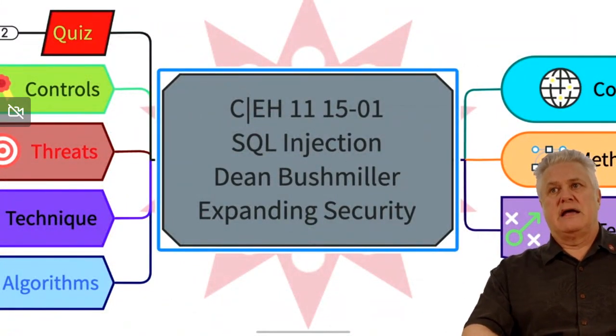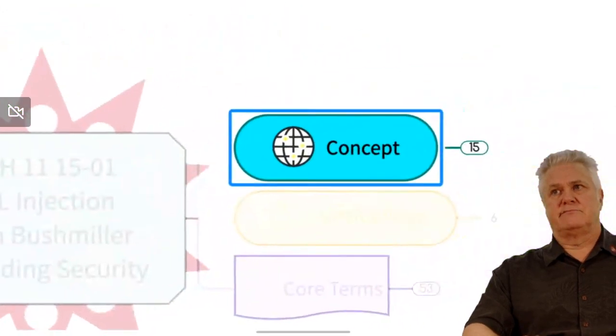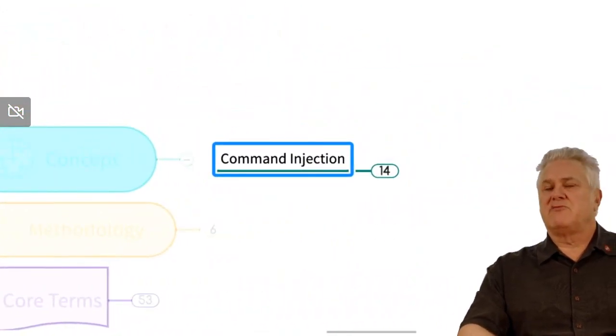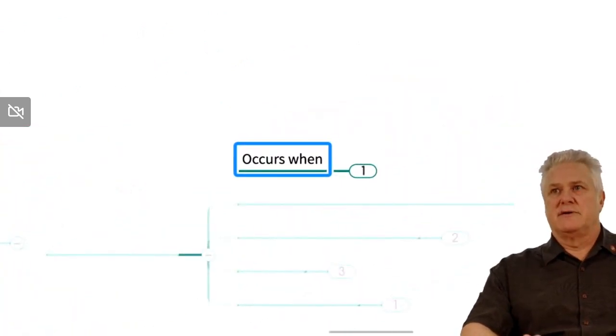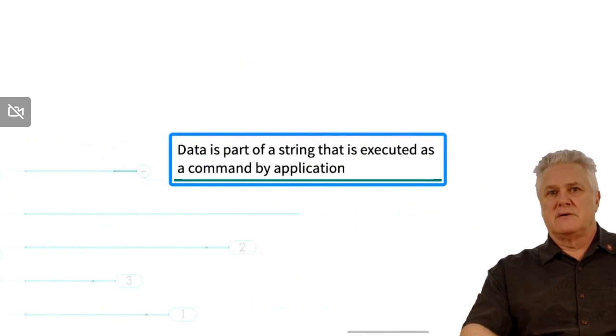Okay. SQL injection. It really shouldn't be called SQL injection, but that's what EC Council calls it. That's what everybody calls it. It's command injection. How it happens is data is part of the string that is executed as a command by the application.